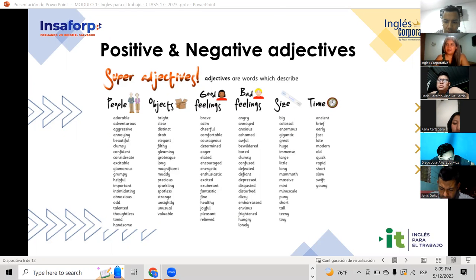Okay. Puny. It is small. In reality, it's puny. That is really small. Short, that is pequeño, right? Tall, that is alto. And let me see this one. Teeny and tiny. Very small. Okay, son pequeños, okay?